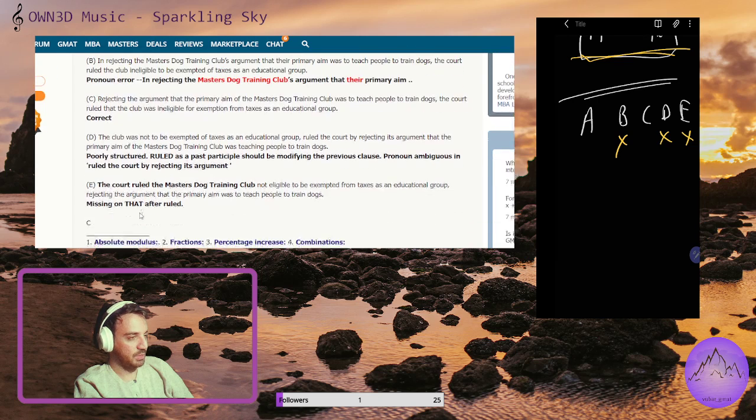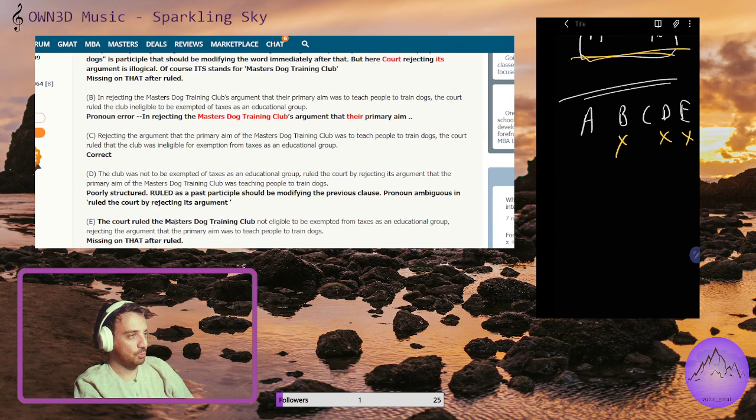So the club was not to be exempted of, no, that's a terrible option. The court ruled that the Master's Dog Training Club not eligible to be exempted. Now that doesn't even make sense. But say we adjusted it to make it work. The court ruled that the Master's Dog Training Club was ineligible to be exempted from taxes as an educational group. It doesn't have to be the court ruled that. It can be the court ruled the Master's Dog Training Club to be ineligible. The ruling was they are ineligible.